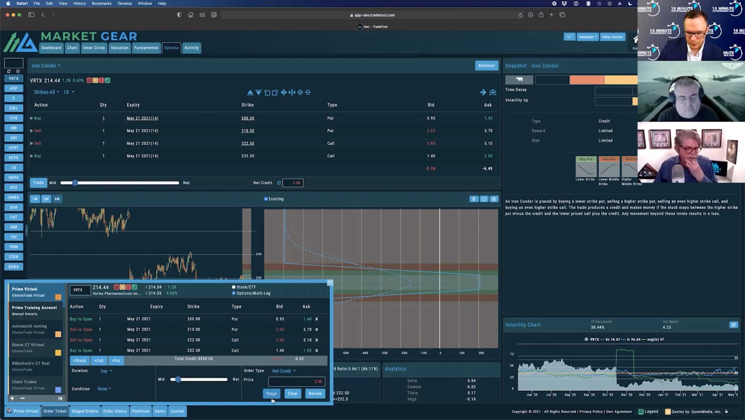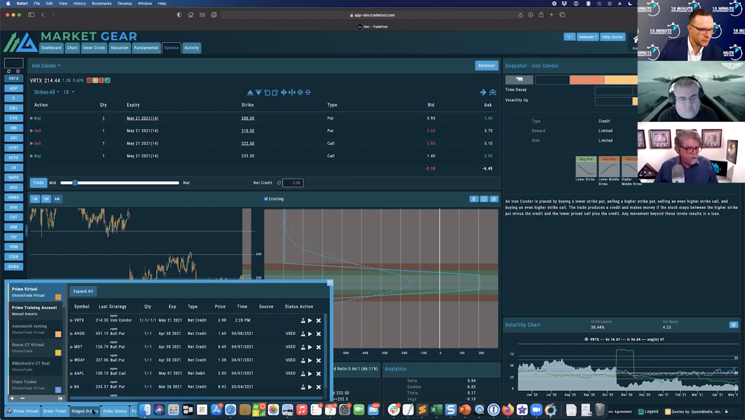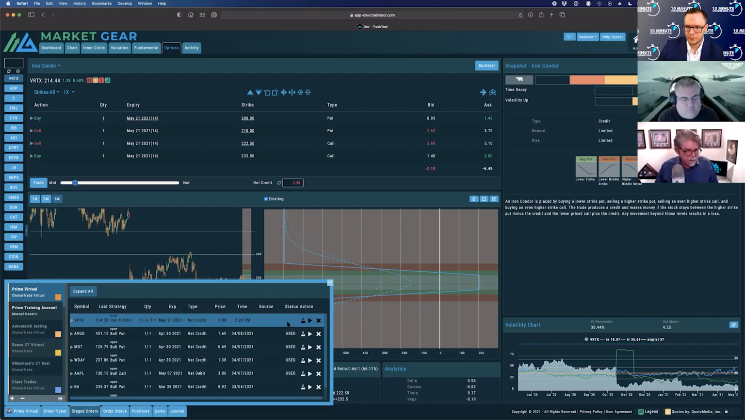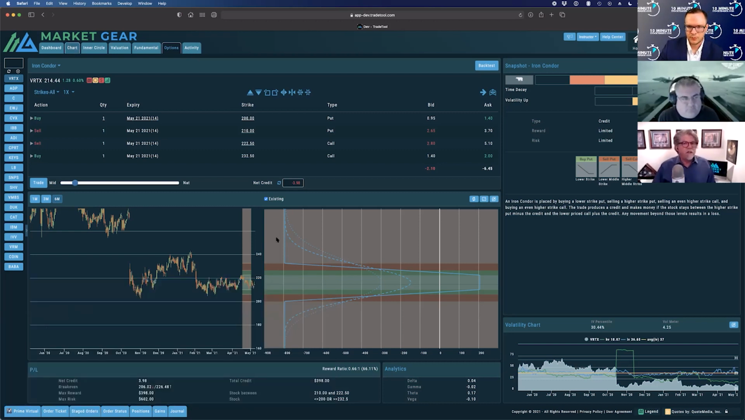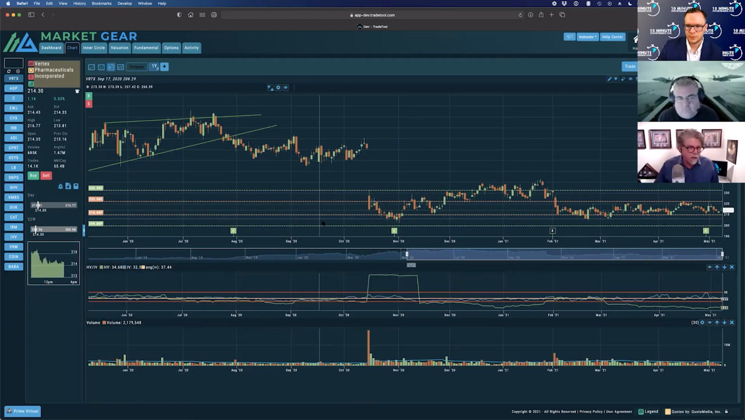And if I stage that trade instead of actually executing it, it'll put it in my staged orders. So right there it is. Right here's that trade, so it's in my staged orders. And now if I go look at the chart, it's going to show up with these lines on here for me. Now, the cool thing about this too is I've already done my analysis on that page, right?